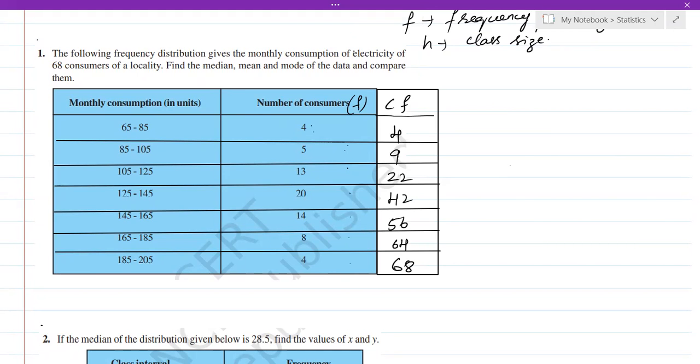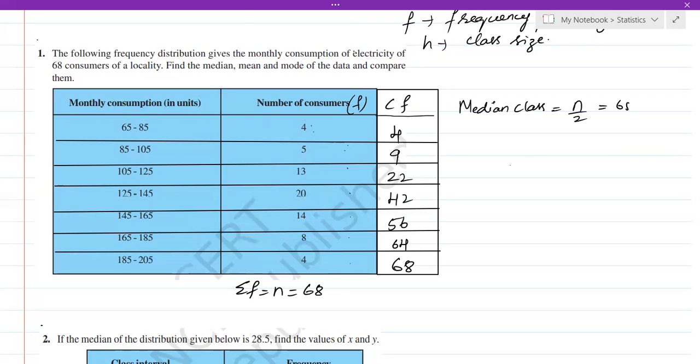Before writing the formula, we have to find something called the median class. What is this median class? It is given by a formula: n by 2. Basically, what is median? Median is the middlemost value, isn't it? So we calculate the total number of data, that is nothing but adding up F. Summation F is equal to n. If you add it, you get 68. This last value here and n value will be same, remember that.